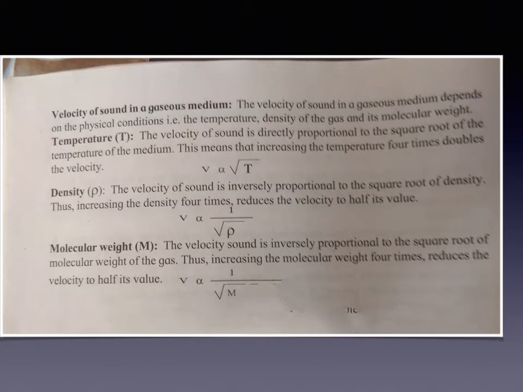Next we shall see density, that is rho. The velocity of sound is inversely proportional to the square root of density. Thus, increasing the density 4 times will reduce the velocity to half its value.